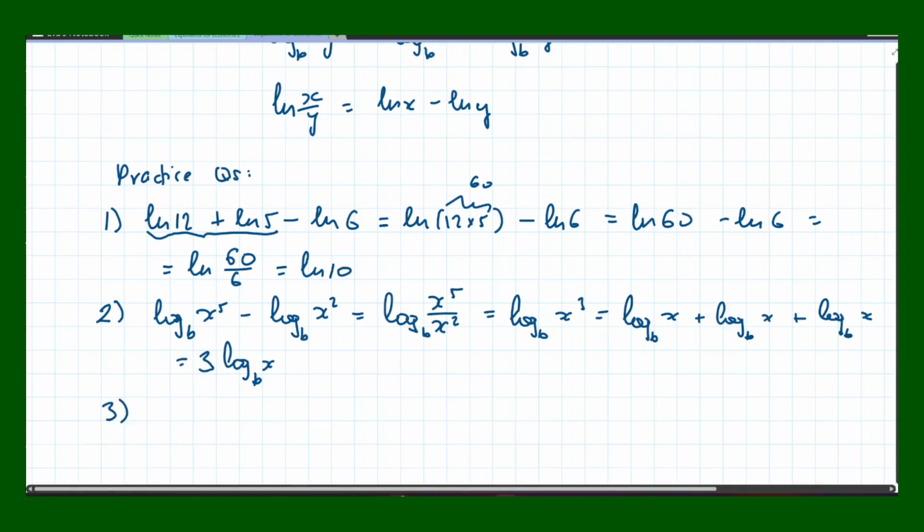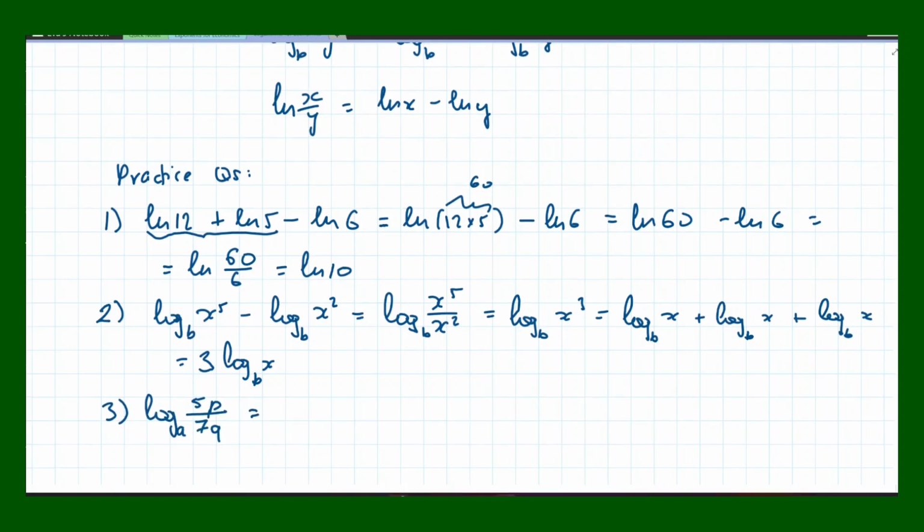Right, third question. Log base a of 5p over 7q. Well, I can break these out into individual logs. So I can replace this with log base a of 5p minus log base a of 7q. Remember, the fraction can be broken out into a subtraction.